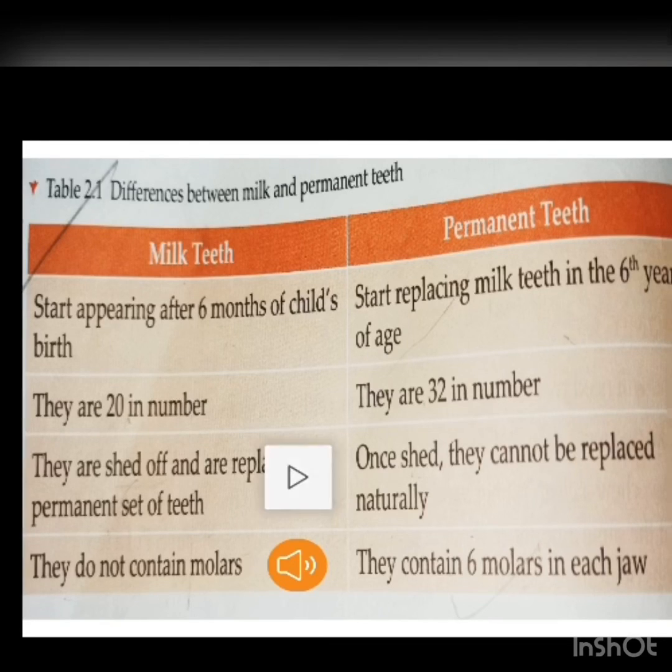Here is a difference given between milk teeth and permanent teeth.